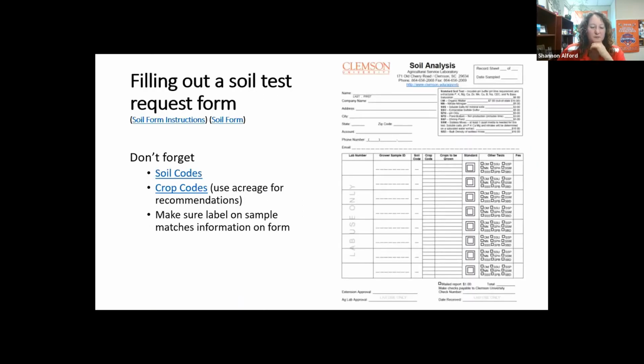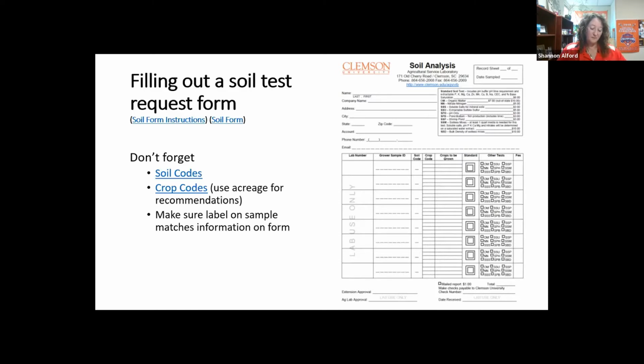Okay, a little bit more. Michael showed you really briefly about our sample forms. We do need some information from you. We need to know what you're growing, we need to know your soil type, and then obviously some customer information. We have links on our website to help you know what the crop code and the soil code need to be. You need to label your sample just so we can keep track of it.